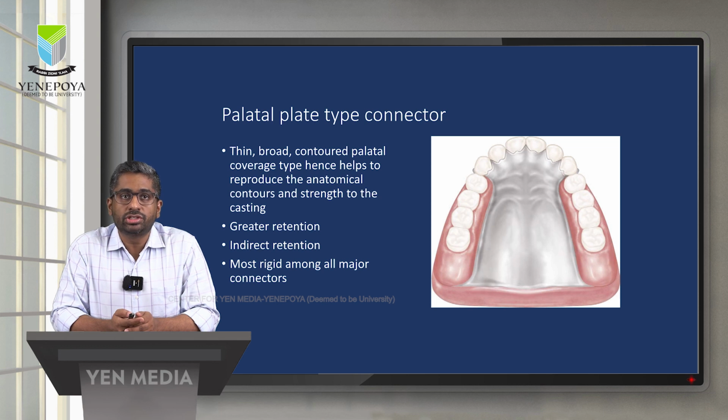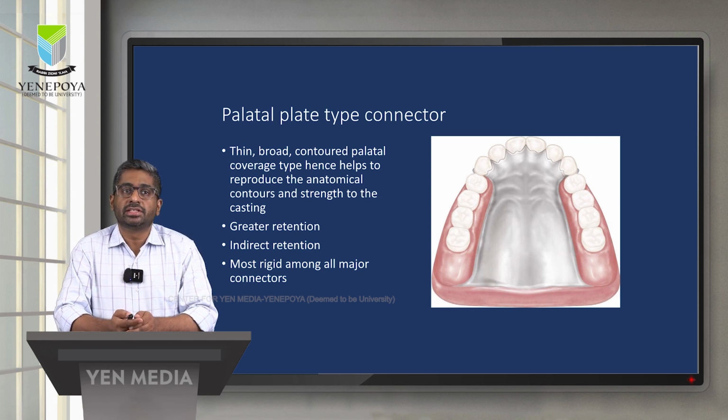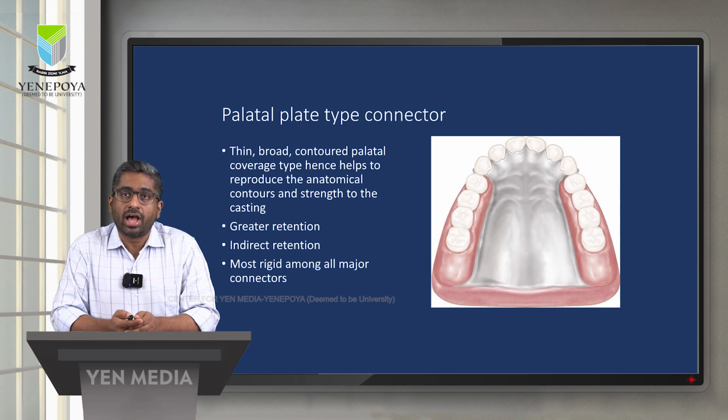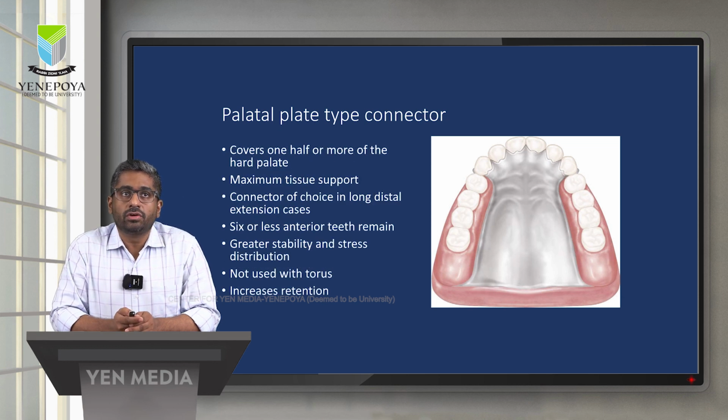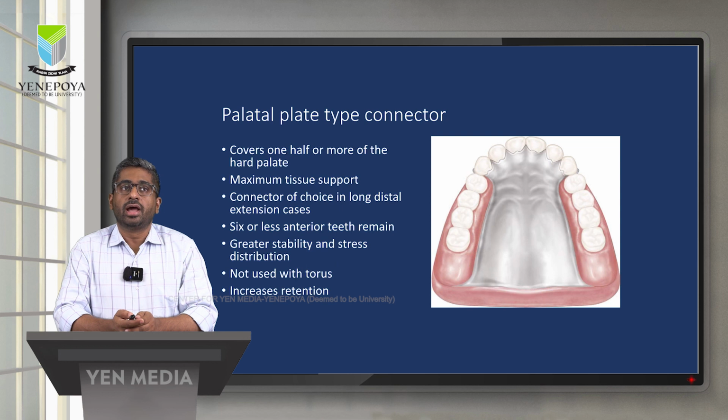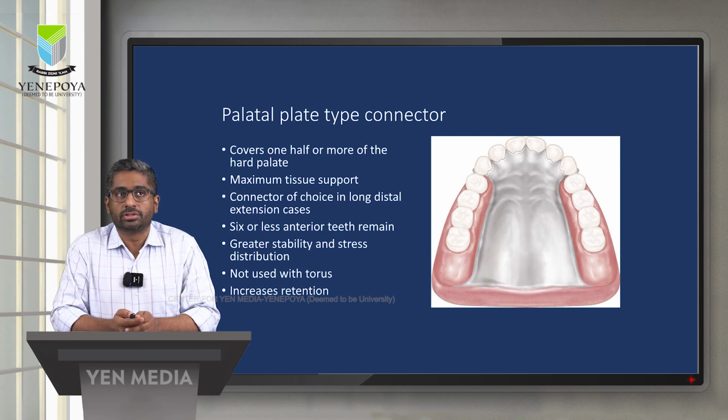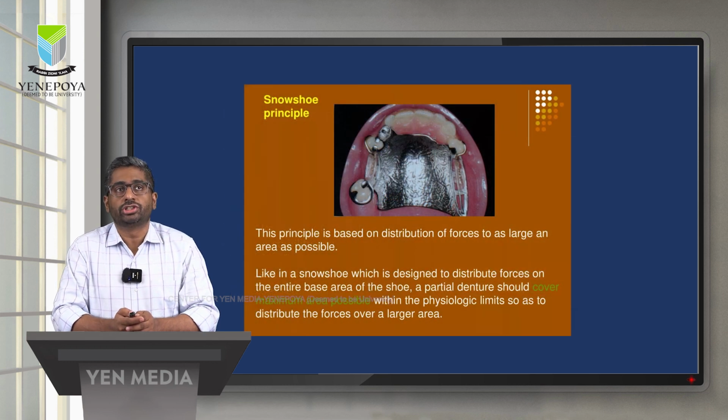But the major disadvantage of this kind of major connector is that because of the extensive coverage on the palate, you have the patient always complaining of some sort of difficulties during speech or mastication. Now, it covers half or more of the hard palate and maximum tissue support is gained from this. Now, the connector of choice is a long distal extension base, with 6 or fewer anterior teeth remaining in the arch, where great stability and stress distribution is required. It is not to be used when there is a tori, and it is used when you require increased retention.